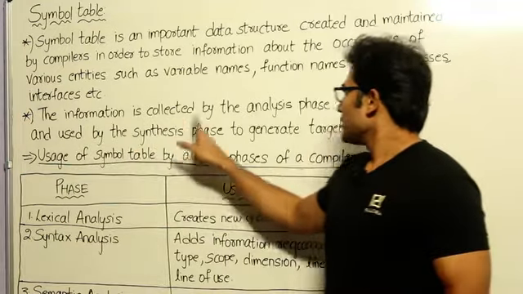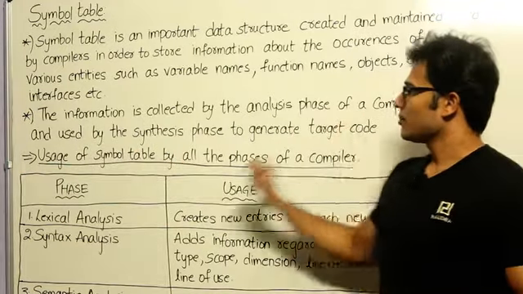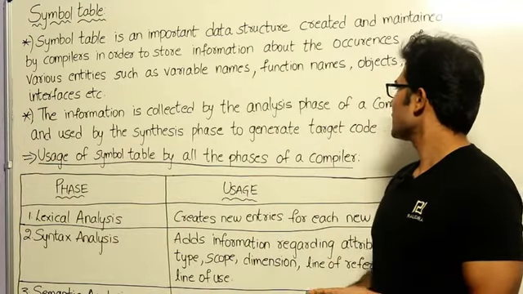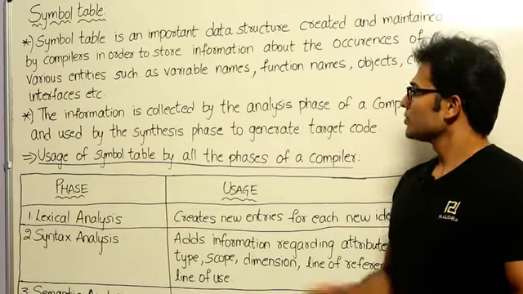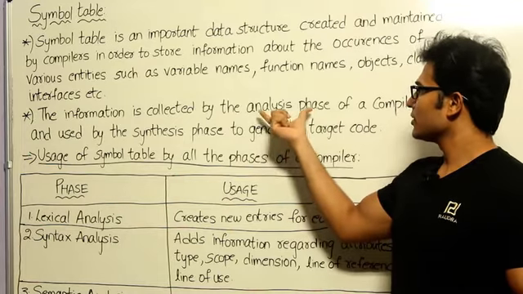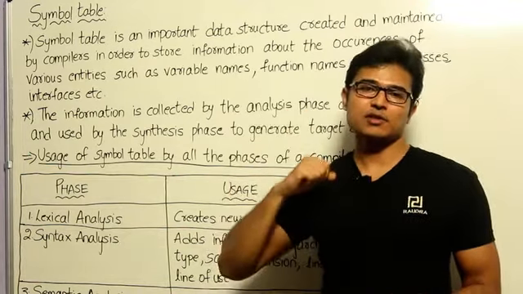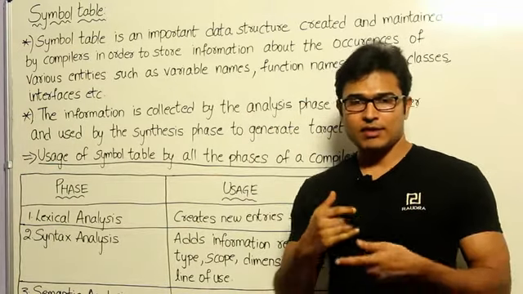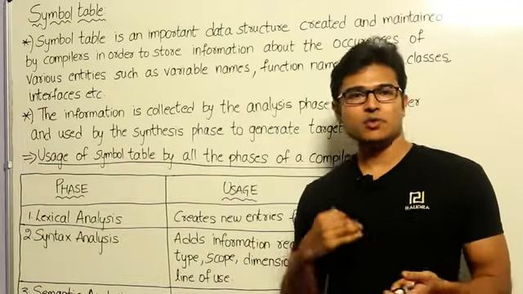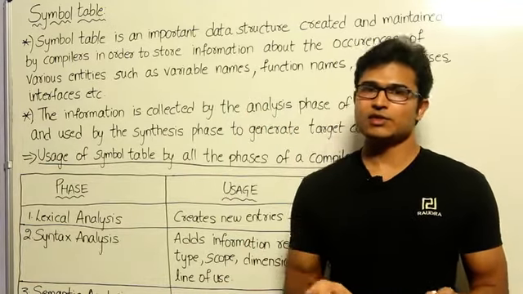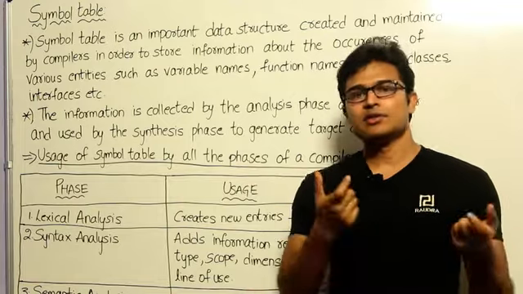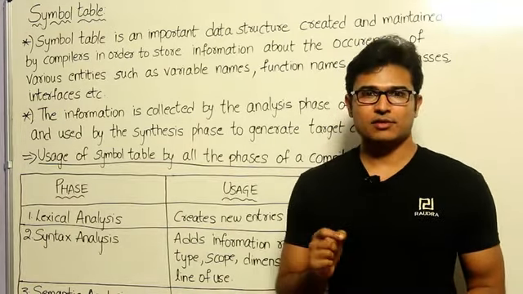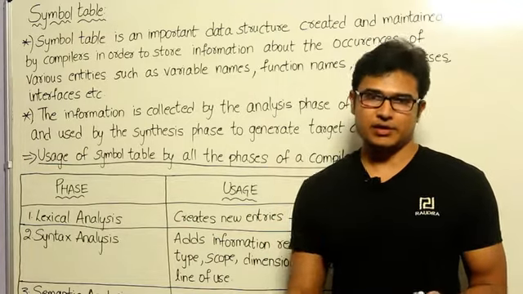The information is collected by the analysis phase of the compiler and is used by the synthesis phase to generate target code. So who is going to create and initially store the information in the symbol table is the analysis phase. While analyzing the code or while reading the program, you will be able to find out what all the entities used in it are, and you are going to store all those entities in the symbol table. Later we are going to look into this information in order to generate the target code.